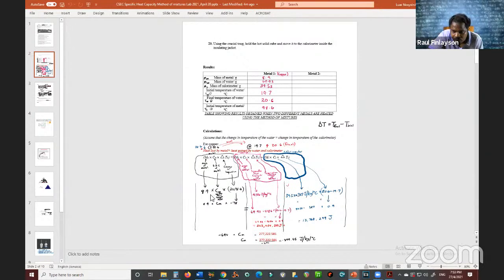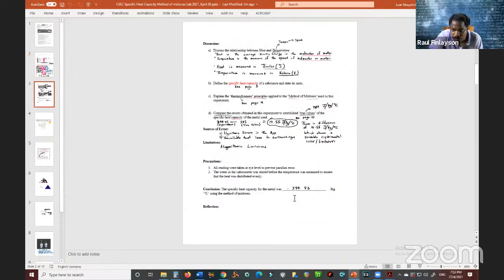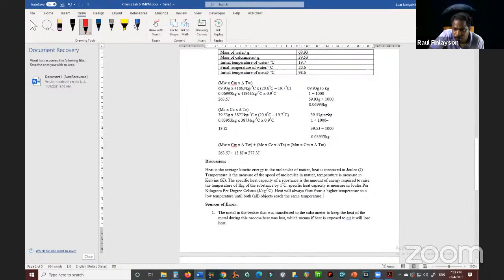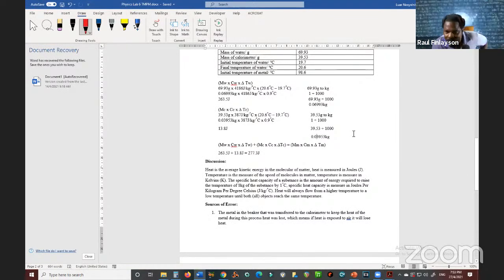Okay. Let's see the 8.9. I did the kilogram conversion here. All right. Yeah, it's supposed to get 399. So let me see what happened with your own. Yeah, okay, so you got the 277 here.